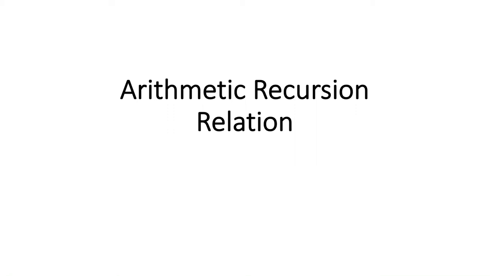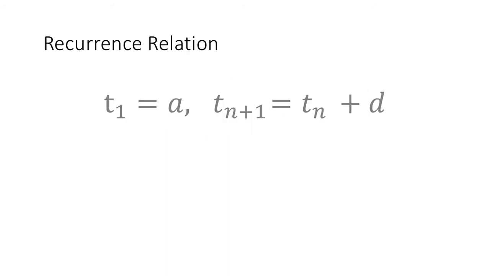This video is going to have a look at how we write and use recursion relations for arithmetic sequences. The form of a recurrence relation for an arithmetic sequence is T1 = A, Tn+1 = Tn + D. Breaking that up, T1 is our first term in the sequence. That's the number we are starting at, and A is its value.